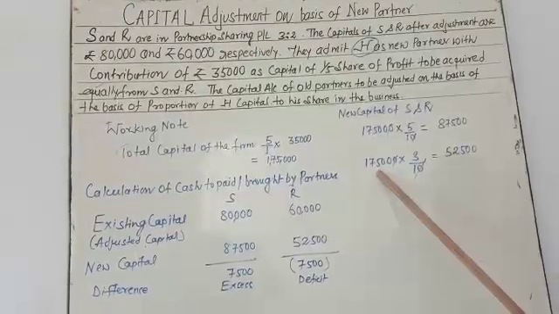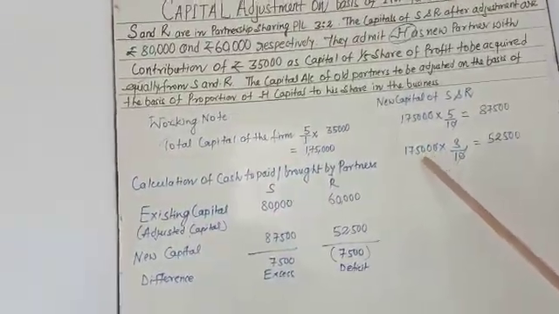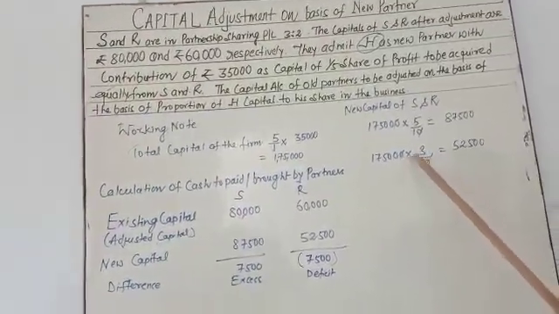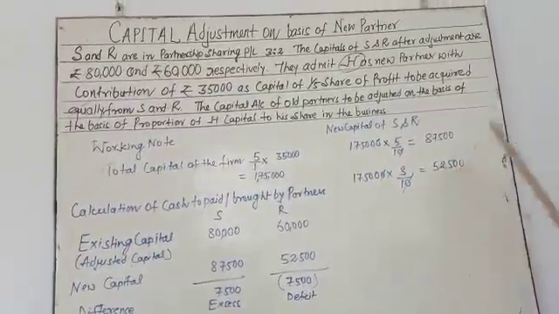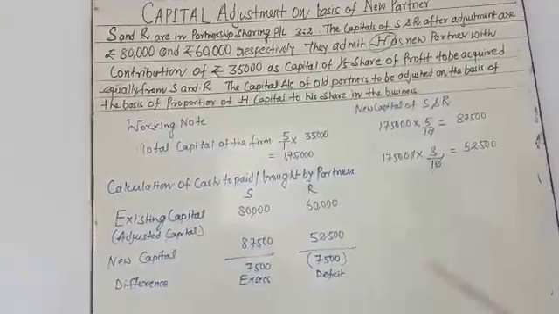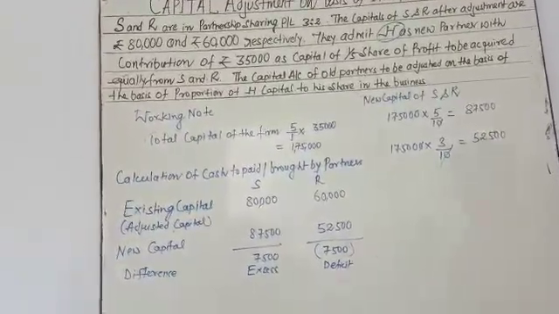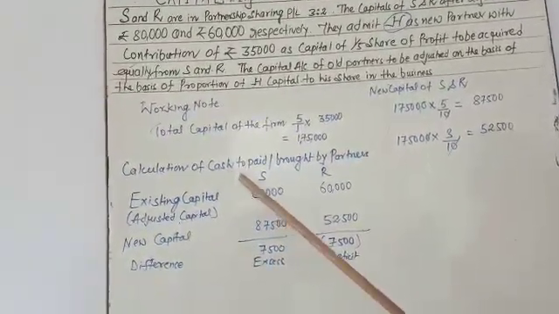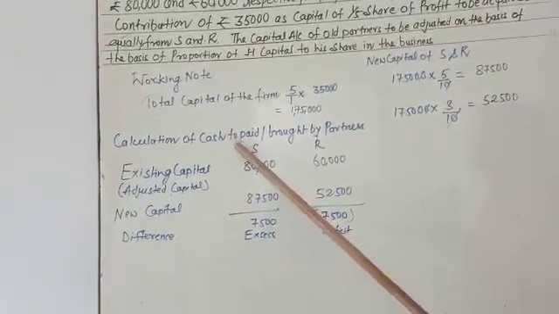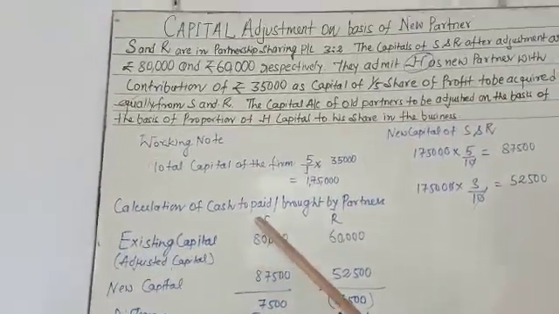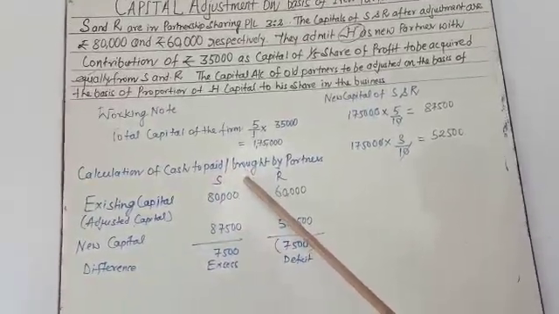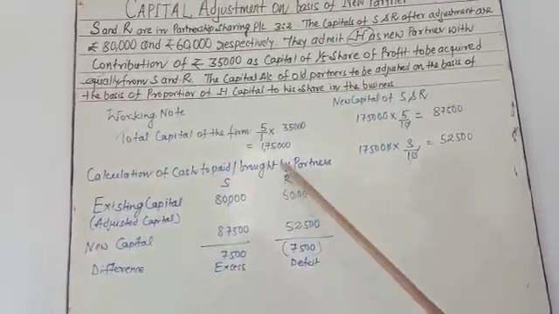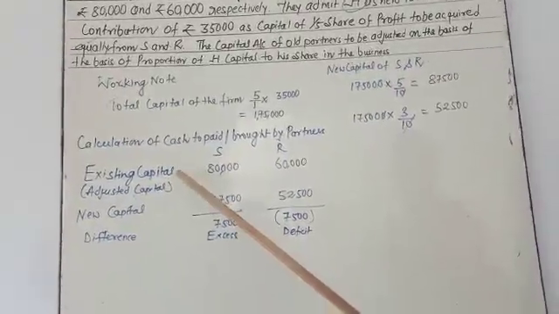In this situation, the total capital is 1,75,000, multiplied by R's new share 3 by 10, which is equal to 52,500. Okay, it is correct. But now you have to do one thing also. You calculate the cash to be paid. Means who is going to pay? Means which partner is going to pay the cash, or you can calculate who is going to bring a cash. So you have to do it this way.